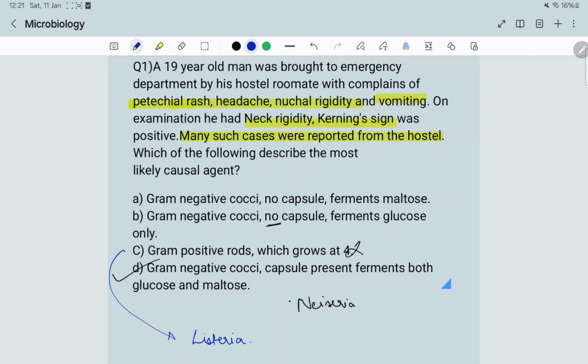How do I know that? Because Listeria grows at 4 degrees Celsius. Cold enrichment is present. You can acquire Listeria by eating unpasteurized cold meat, milk, dairy products. And Listeria is very common in neonates and in the elderly. So it causes meningitis in those groups. So the gram positive rods which grow at 4 degrees Celsius is Listeria monocytogenes.